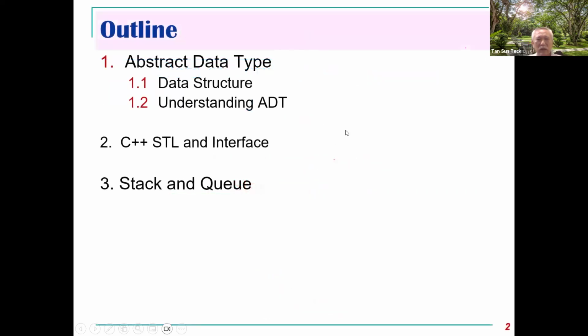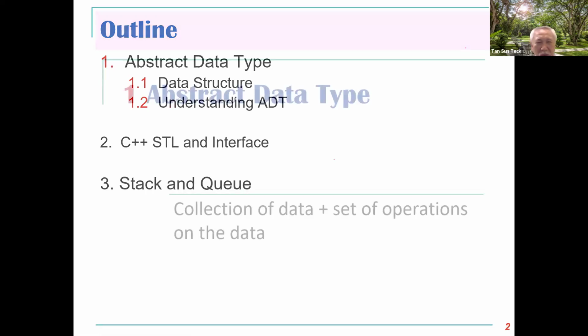Okay, so the outline of this lecture covers 3 points. First of all, we explain what an ADT or abstract data type is and compare this with data structures. We want to understand what an ADT is. And then we talk about the C++ STL. STL stands for Standard Template Library. And what is the interface? Okay, how do we create an interface before we actually implement it to create the ADT? Right, then as we said earlier, we are going to look at stack and queue.